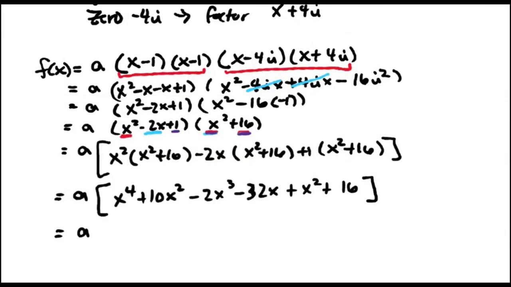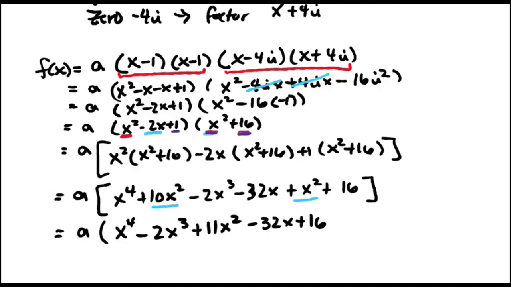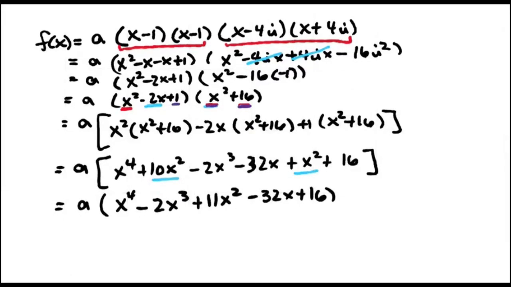Let's see if I have any like terms I can combine. I have 2 x squared terms, and I'll combine those like terms and also write these terms in descending order. So that's x to the 4th minus 2x cubed plus 11x squared minus 32x plus 16. So we form the polynomial with zeros of 1 and multiplicity 2, and zeros of 4i and negative 4i.